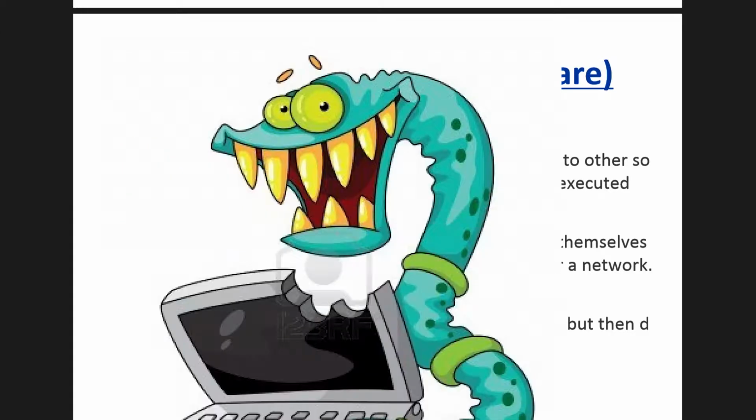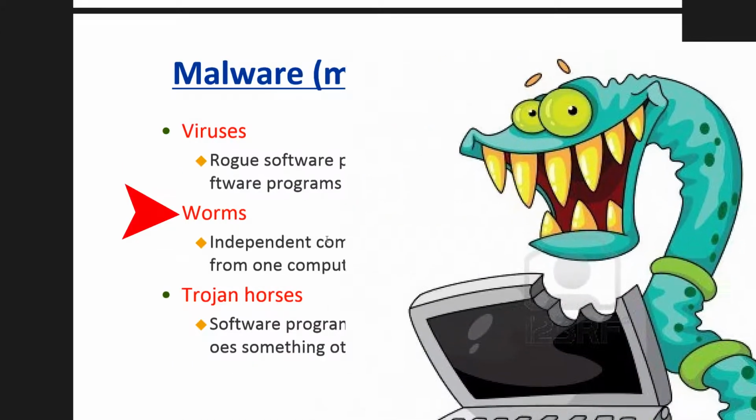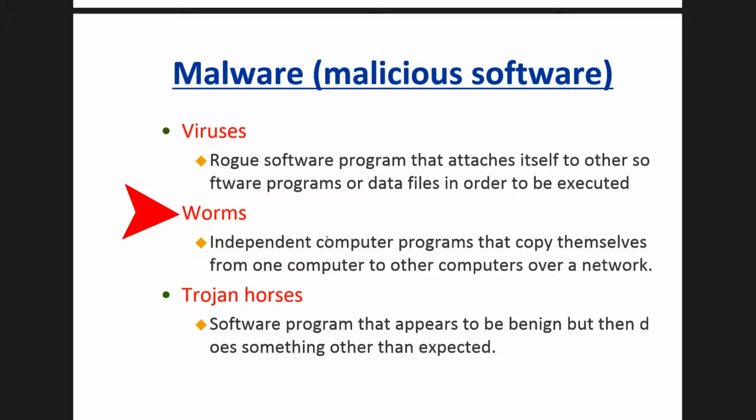Then we have worms. A worm is an independent computer program that copies itself from one computer to another over a network. So worms work through a network. If you are connected to multiple PCs, or your friends are connected to each other via a computer network, the worm copies itself among multiple PCs and affects all the PCs under a particular network, because it copies itself from one PC to another PC. This is worms.